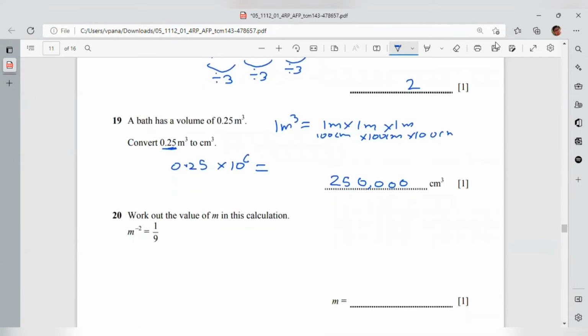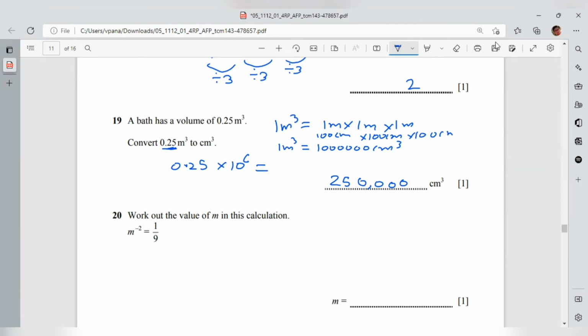So if you are not able to remember this orally at the time of the paper, you have enough time to do this conversion and understand that 1 meter cube is equal to 1 million centimeter cube. So just to convert meter cube to centimeter cube, you have to multiply by a million.